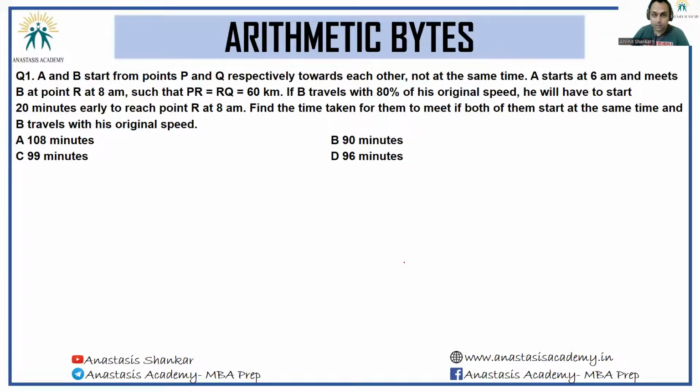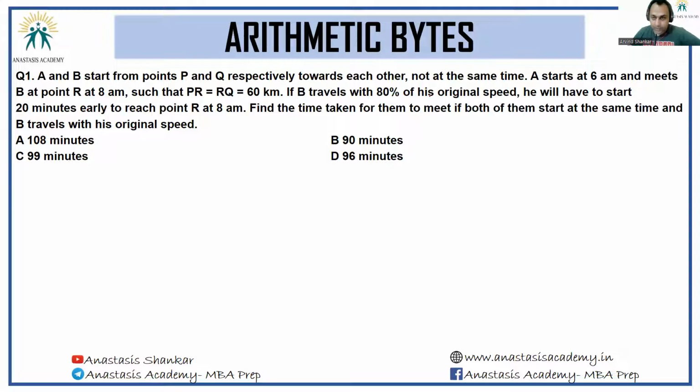Let's look at this sheet now. A and B start from points P and Q respectively towards each other, not at the same time. A starts at 6 a.m. and meets B at point R at 8 a.m. such that PR is equal to RQ is equal to 60 km.